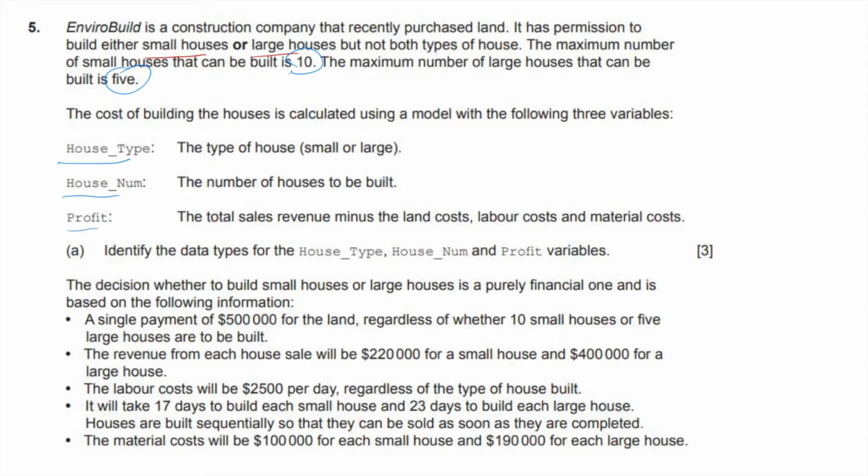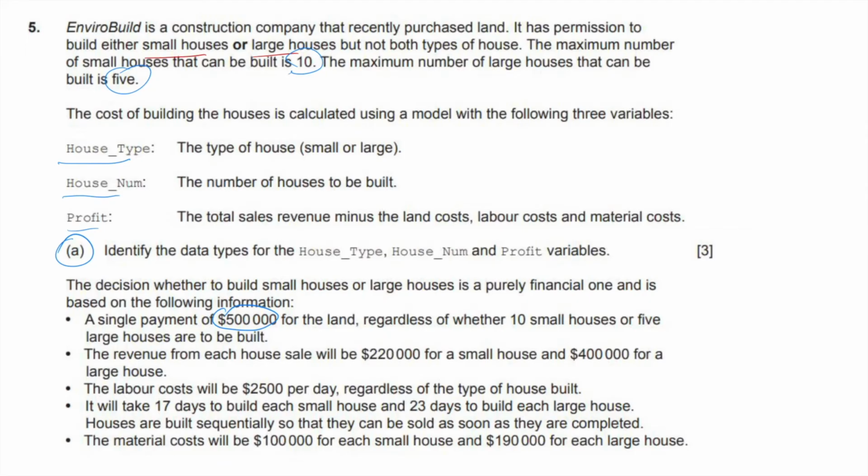We can kind of assume that when we do actually put this into a model, we're going to have all these variables. So we obviously have an initial question that asks us to identify the data types of these. And then we have the context that's going to be given for our modeling question. The decision whether to build small or large houses is a purely financial one and is based on the following information: a single payment of $500,000 for the land, regardless of whether 10 small houses or 5 large houses are to be built. So we're going to have to start out with a $500,000 payment.